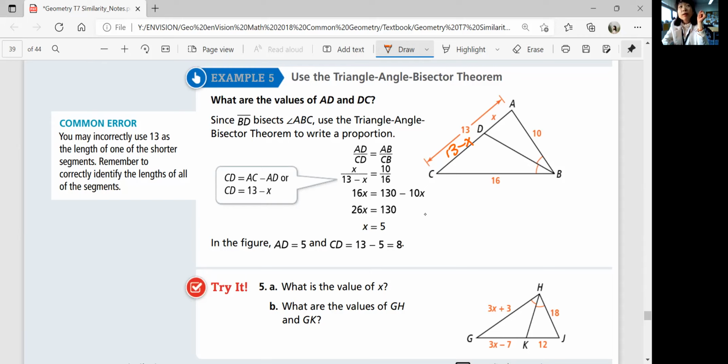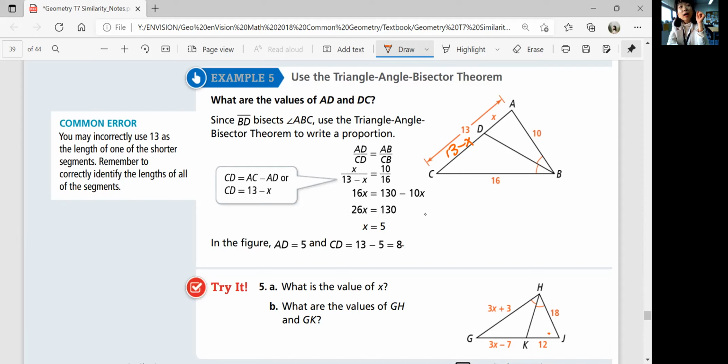Okay, same thing for here. HK is the angle bisector here. That means GK over KJ is equal to GH over JH, or 12 over 3x minus 7 is equal to 3x plus 18 over 3x plus 3. If you started from triangle HKJ, it needs to align. So whatever is in your numerator, it must be from the same triangle.